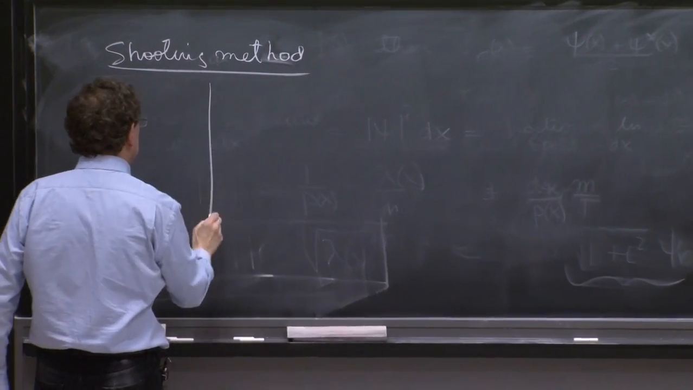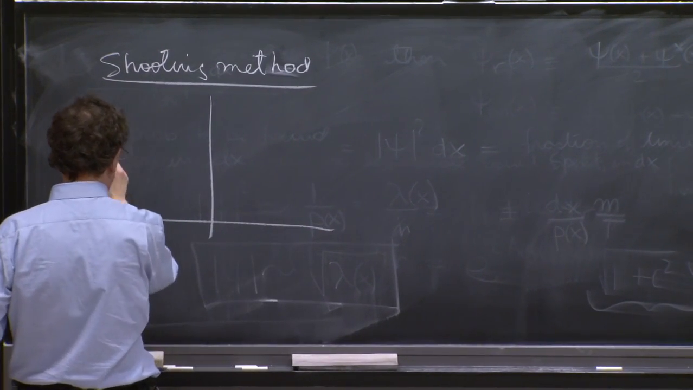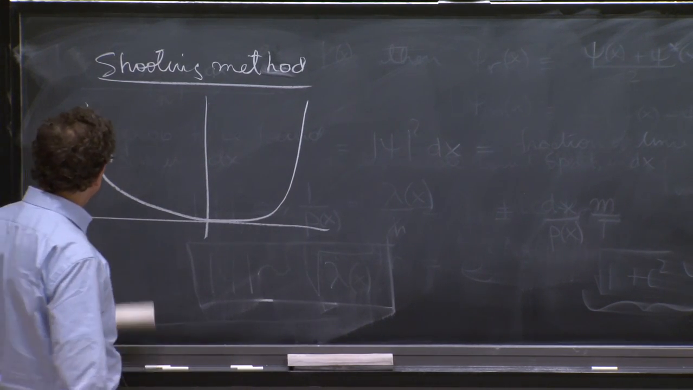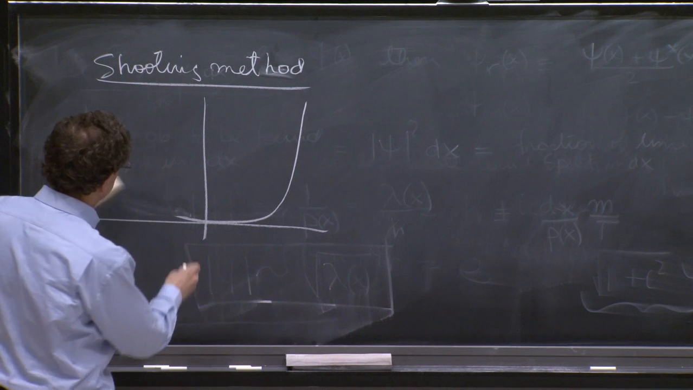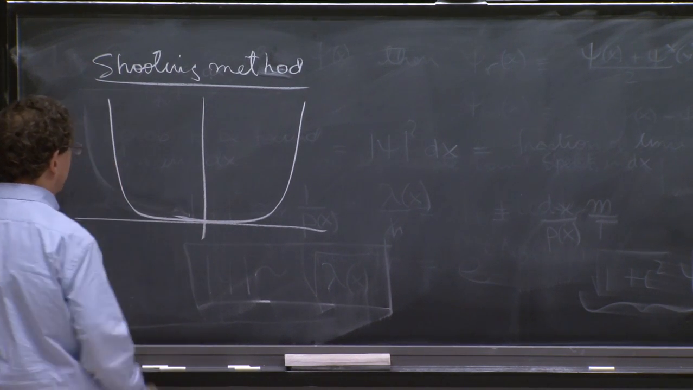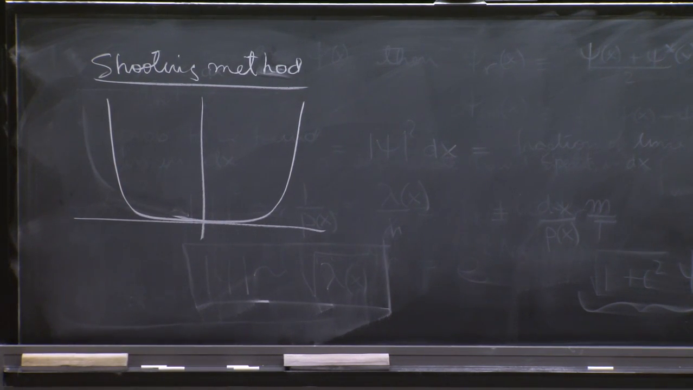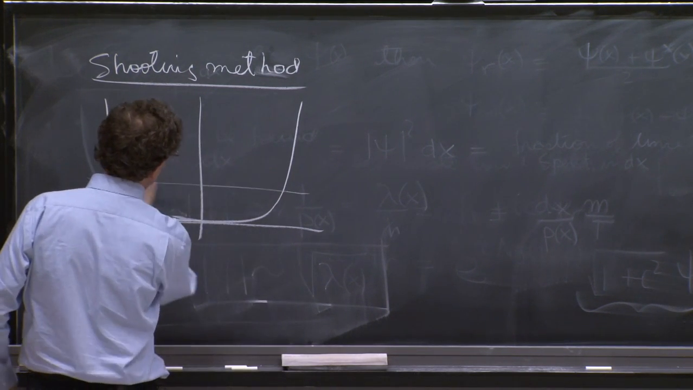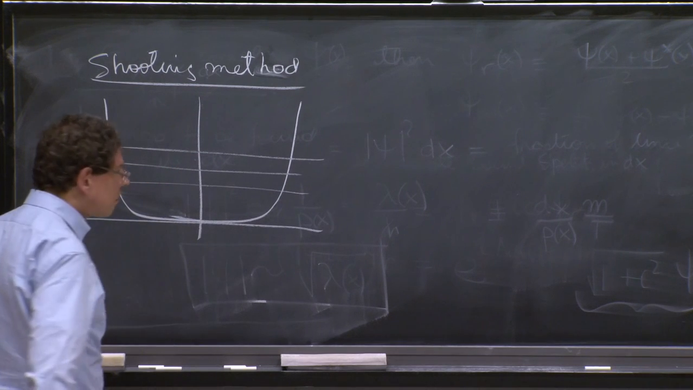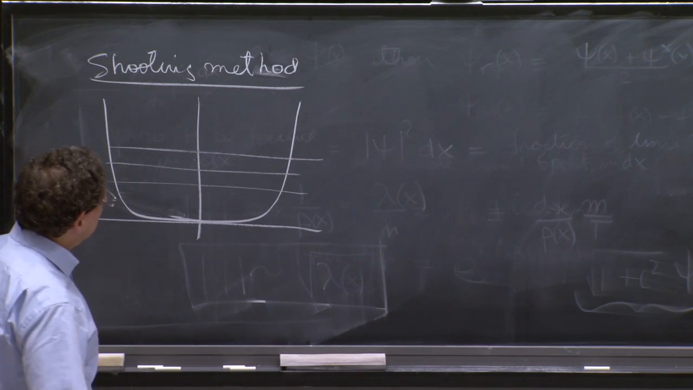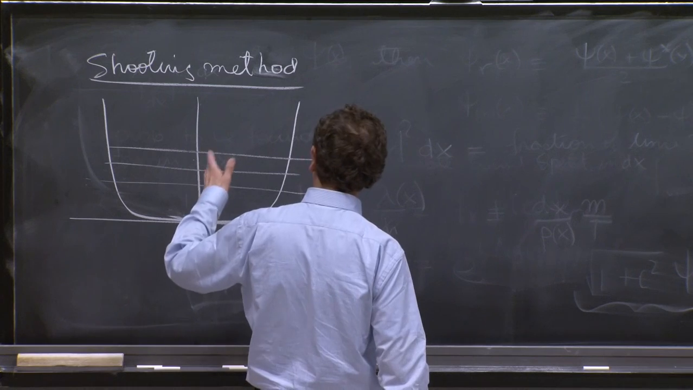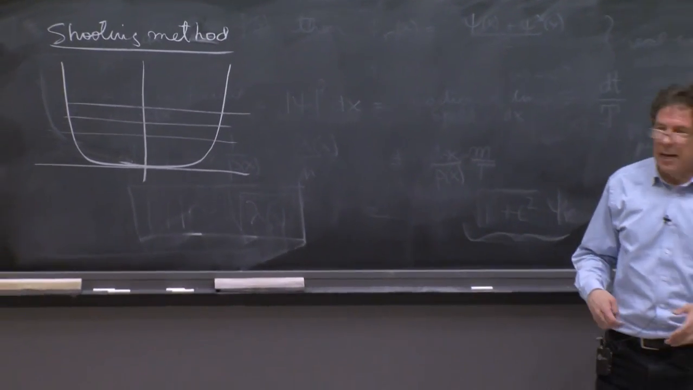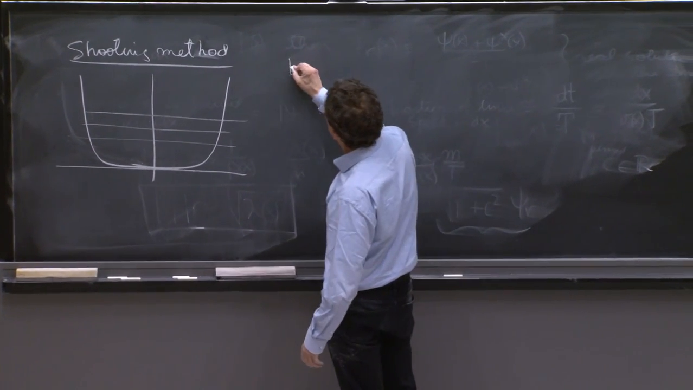Suppose you have a potential that is symmetric. Maybe it's something like this. Doesn't look very symmetric. Okay, looks a little better now. And you want to find energy eigenstates. You do the following. You say, well, the normalization of the energy eigenstates is not so important. Let's look for even states.